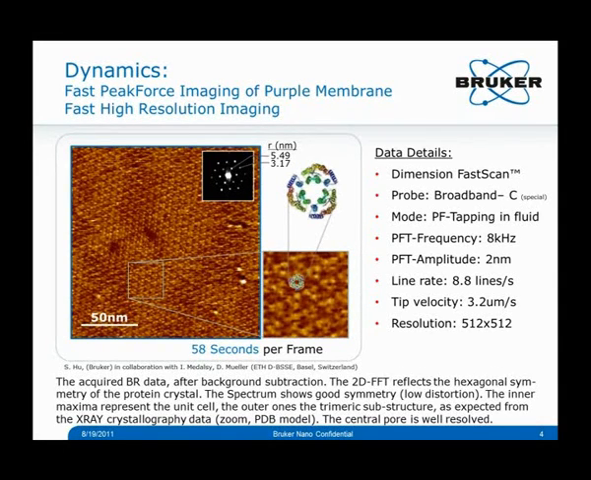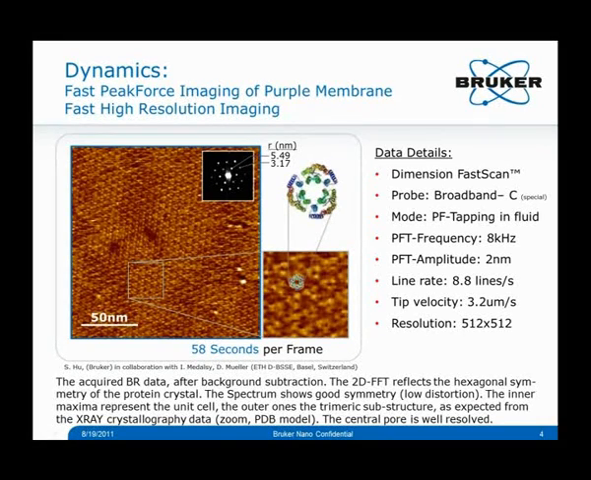At the top insert, we see the 2D FFT analysis of the image. We see several orders in here. The first order is the unit cell of the 2D crystal. The higher order represents the repetitive substructure of the individual protein complexes.